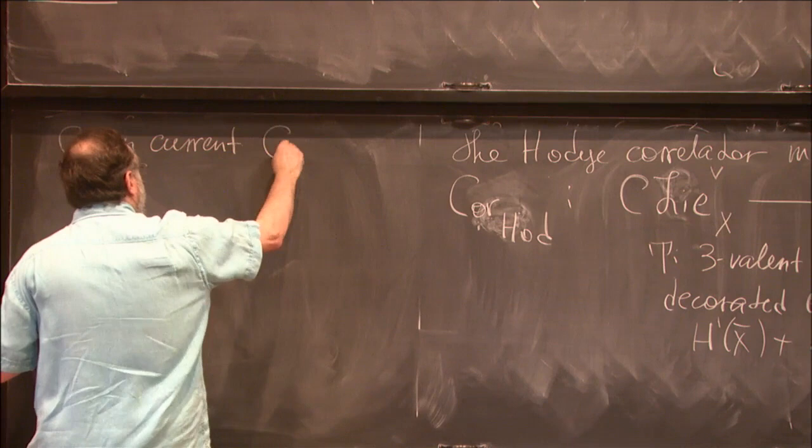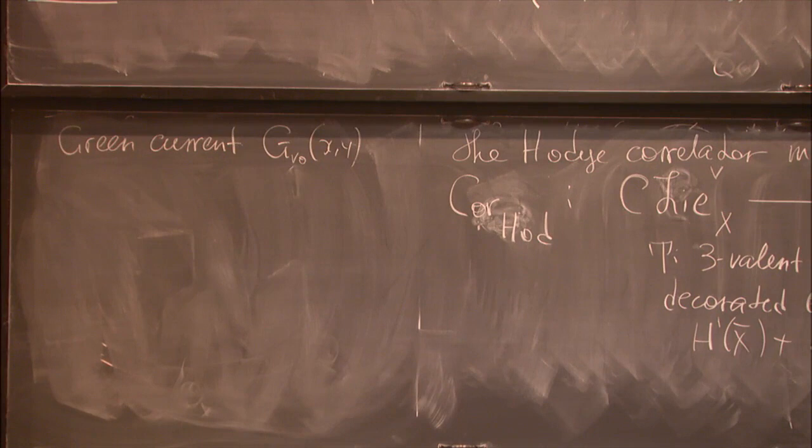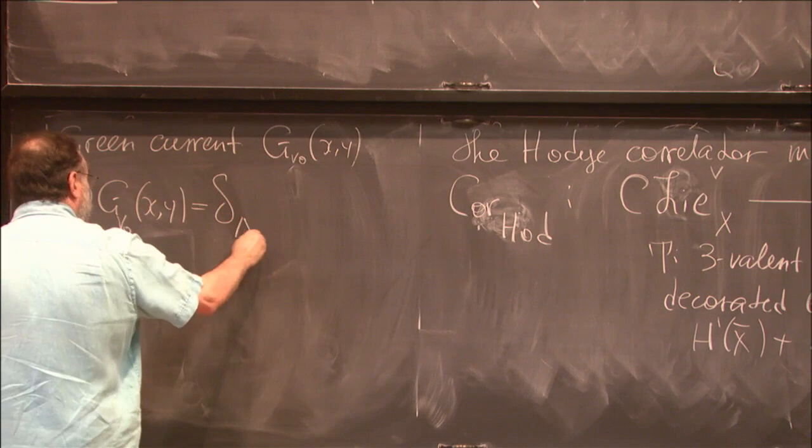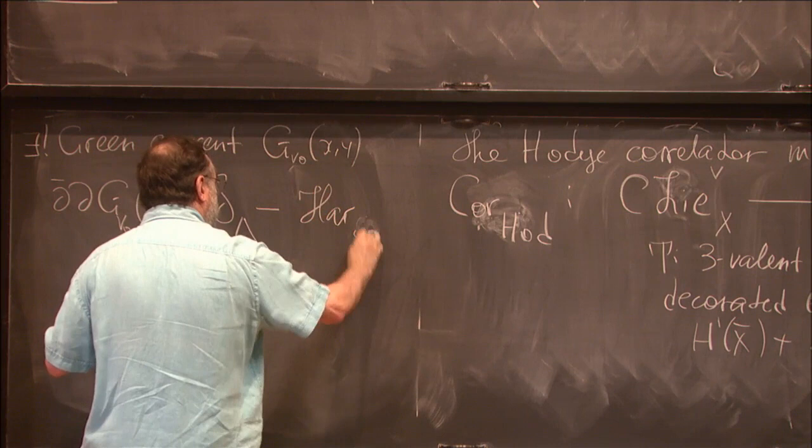Which depends on the tangential base point. Its main property is that it is a unique distribution, a Green function, whose main property is that d d-bar of this fellow is a delta function of the diagonal minus the harmonic representative of the delta function of the diagonal.